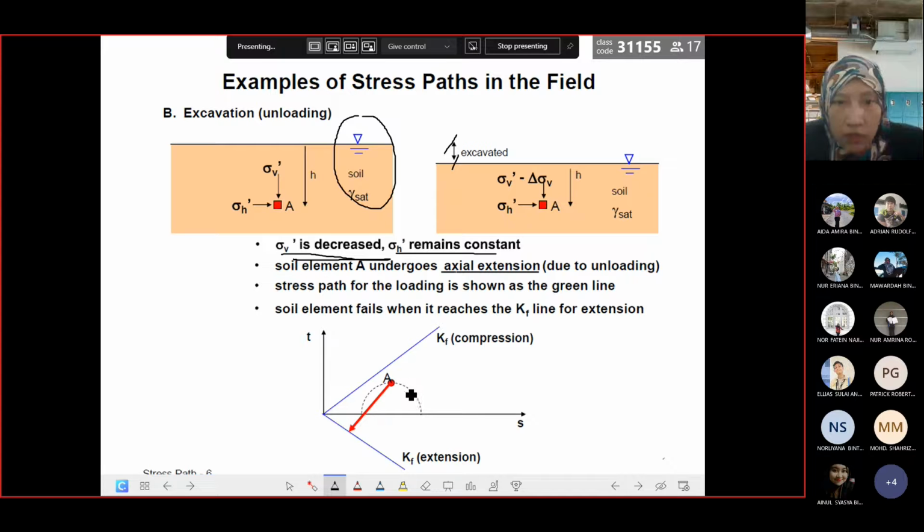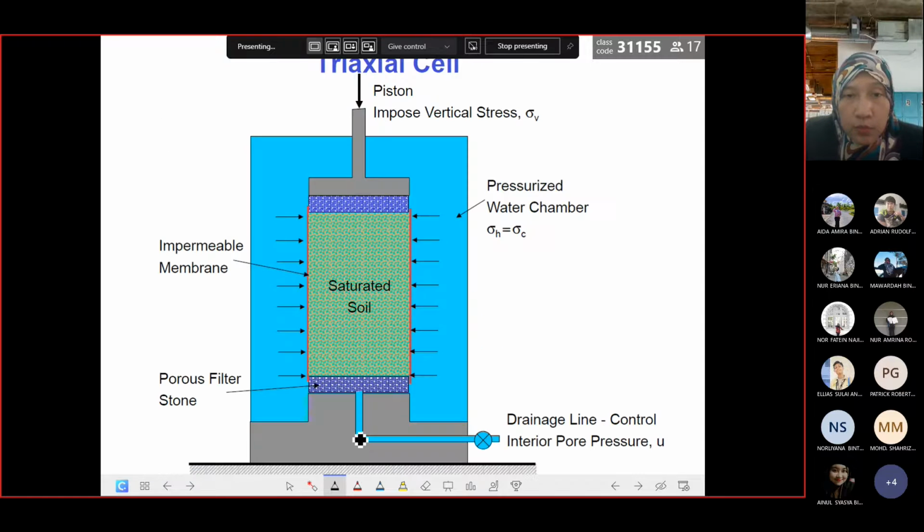So kalau ikutkan just now, kalau kita ada loading conditions A ni akan heading forward lah. But now dia dalam keadaan unload, so A dia turn to the backward until it meets the final failure line of the stress path. Okay, how to present stress path?